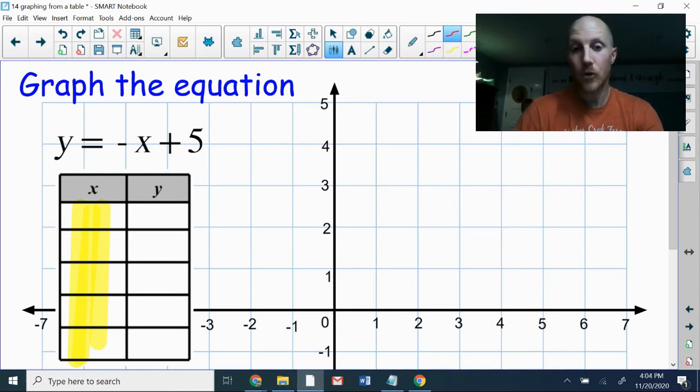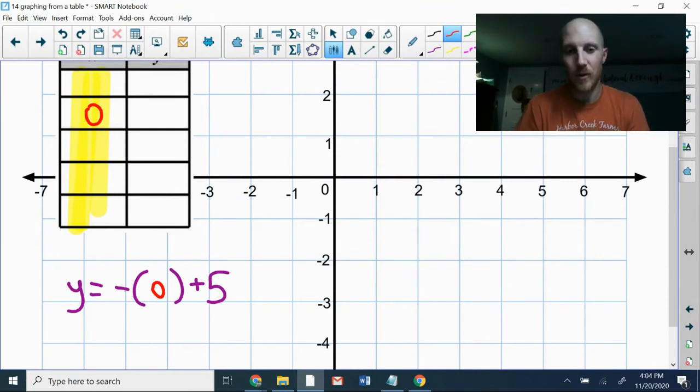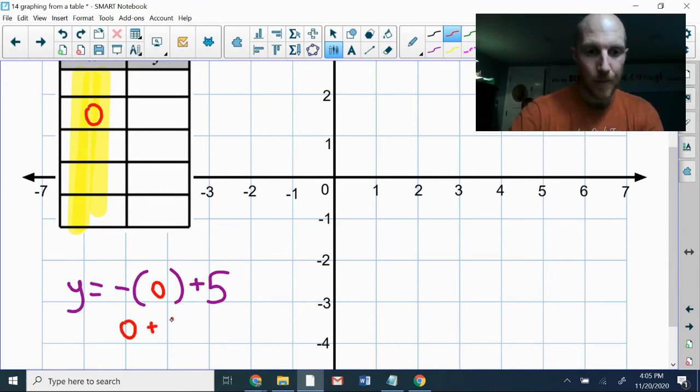Okay, so here I'm going to just choose some numbers. I'm going to start with 0. I'm going to maybe try some negative numbers, so I'm going to leave space above it to put a negative number. I like to keep my negative numbers at the top of the table and then get larger as I go down the table. So if I put 0 as an X value, then I'm going to do -0. Well, -0 doesn't actually exist. The -0 is the same as +0. So this is just going to be 0 plus 5, and that equals 5.